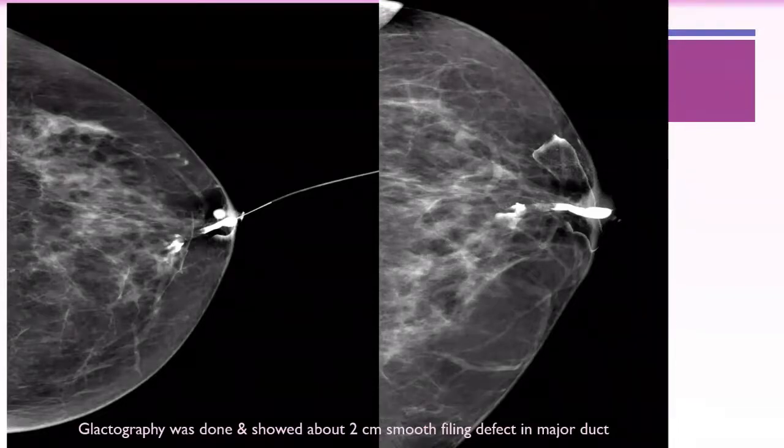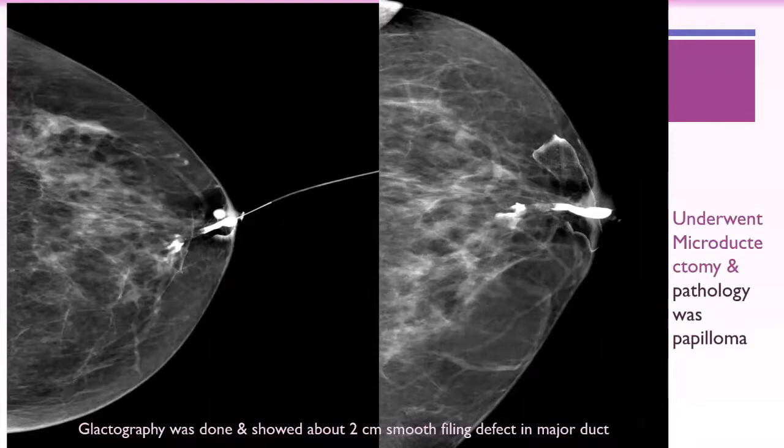Okay, so this description is typical of papilloma. The location and the appearance are typical of papilloma, and the patient underwent microductectomy. Pathology was papilloma. Okay.